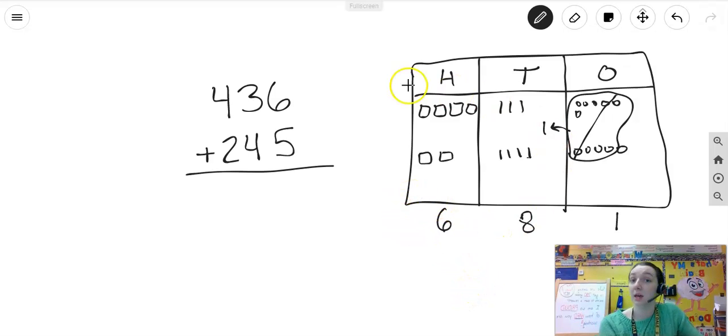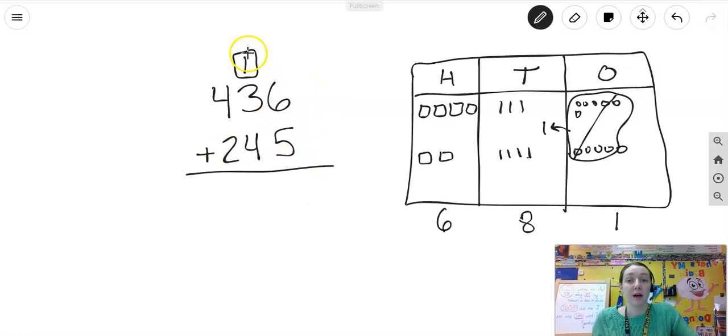So let's see what that looks like in our standard algorithm. So you start with your ones. You have 6 plus 5, which is 11. So I already know I have a group of 10. I'm going to carry that 1. I'm going to regroup that 1. If it helps you to put it in a box to match the picture, that's fine. You don't have to. Often they'll give you a box in your workbook.